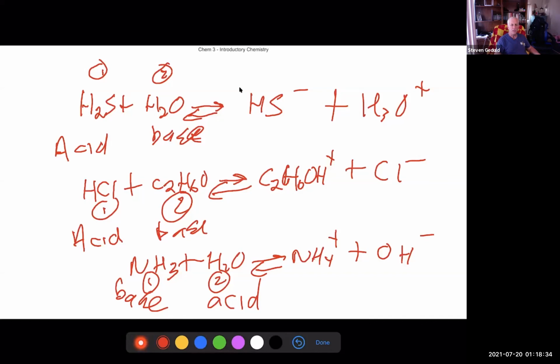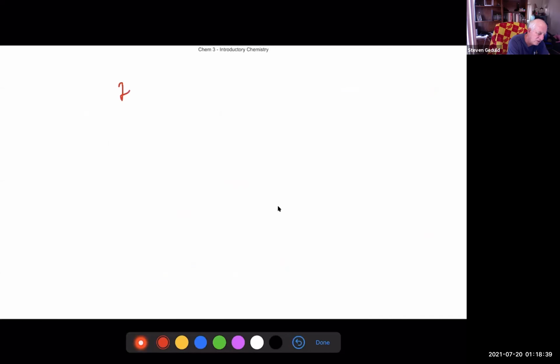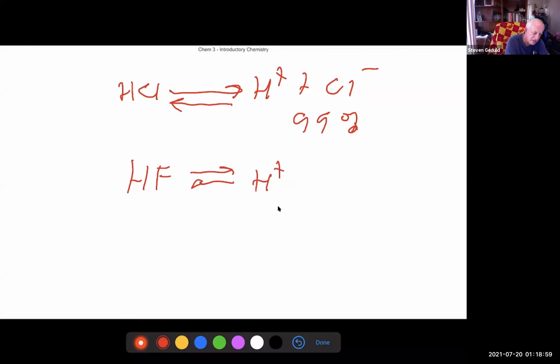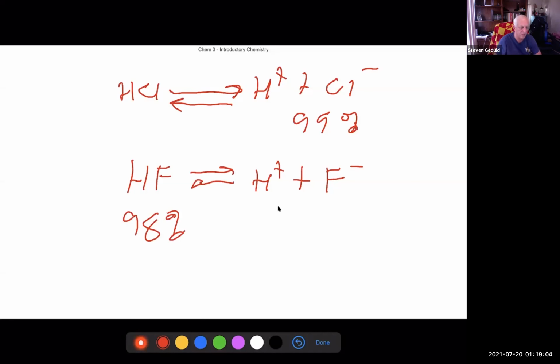Okay. So if I put in HCl, which is a very strong acid, you get H plus Cl minus. It goes both ways. 99%, close to 100%, is H plus and Cl minus. If I put in a weak acid, hydrofluoric acid, okay, it goes to H plus F minus. About 98% is going to be HF, and 2% is going to be your dissociated ions. It doesn't break apart as much.